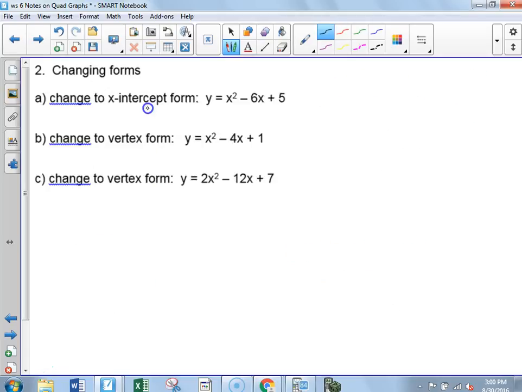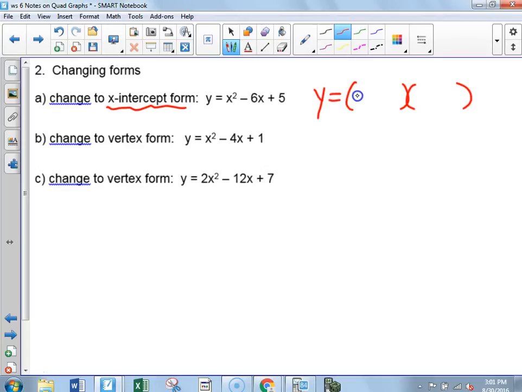All right, I'm going to practice a couple quick things here. We're going to practice changing this to x-intercept form. Well, what's the other name for x-intercept form? Factored form. So what are we going to do? Just factor it, and it factors how?